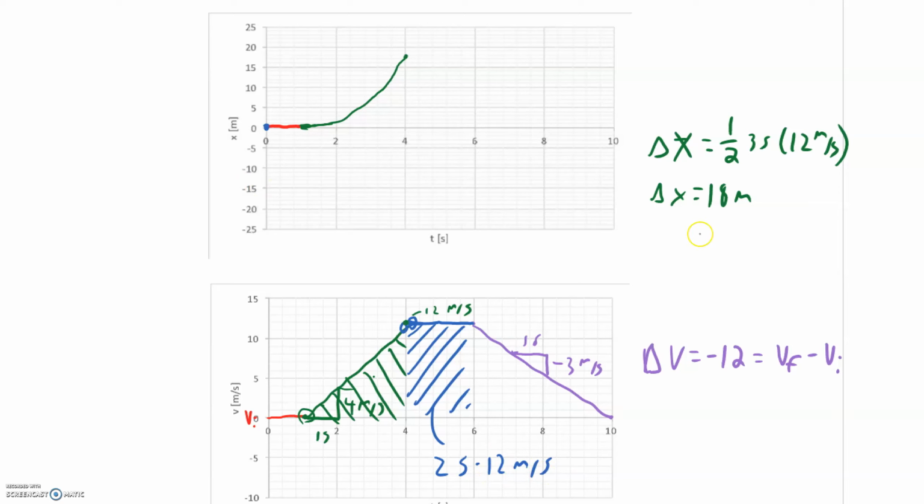So I started at 18 meters. 18 plus 24 is going to be 42. So now I see I have a problem. I ended up way off my graph. So I continue straight all the way up to 42.